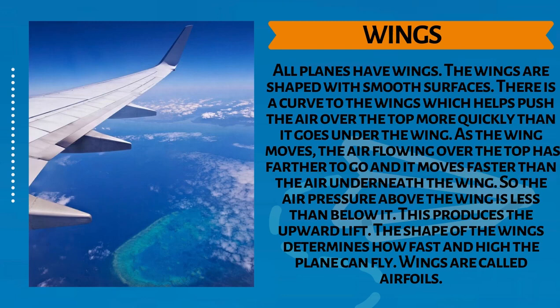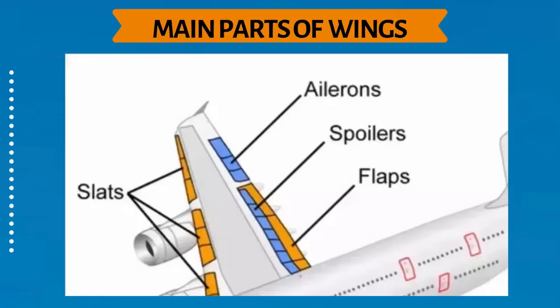So, the air pressure above the wing is less than below it. This produces the appropriate lift. The shape of the wings determines how fast and high the plane can fly. Wings are called airfoils. Main parts of wings: slats, flaps, spoilers, ailerons.